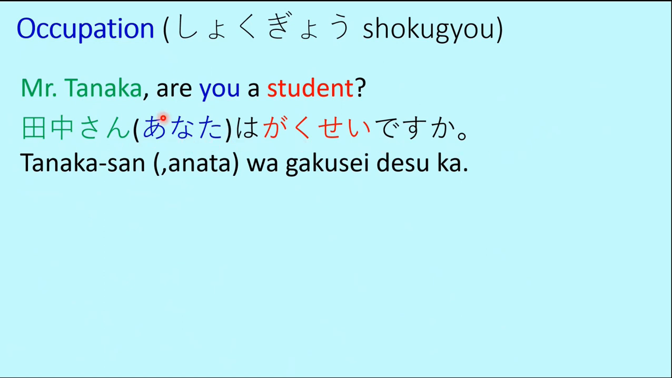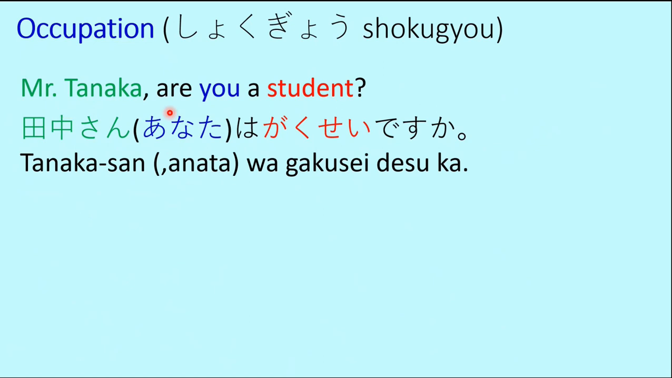So anata is a redundant word that means you. If you are talking to someone, then it is implied that you are talking to him and asking him. So this anata word may be excluded. For the sake of understanding, we have included it here, but anata is generally not used.